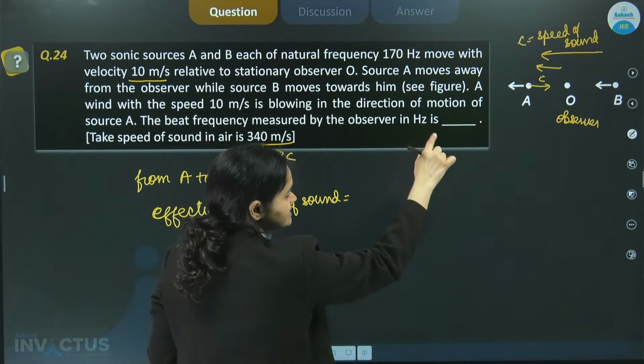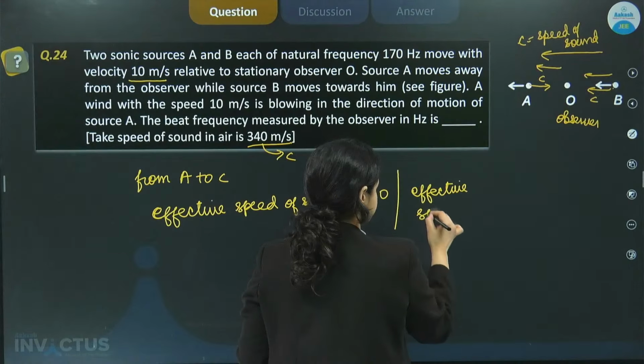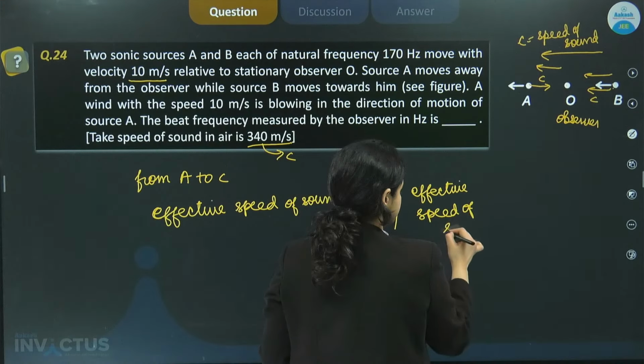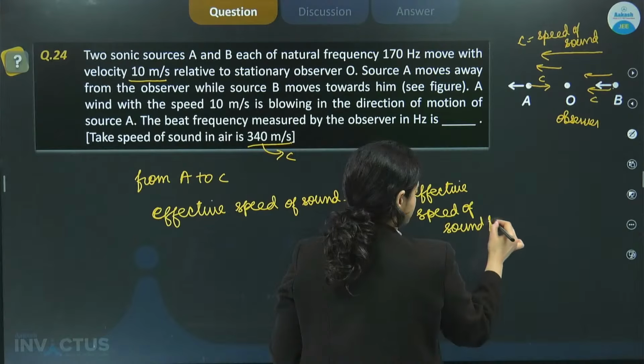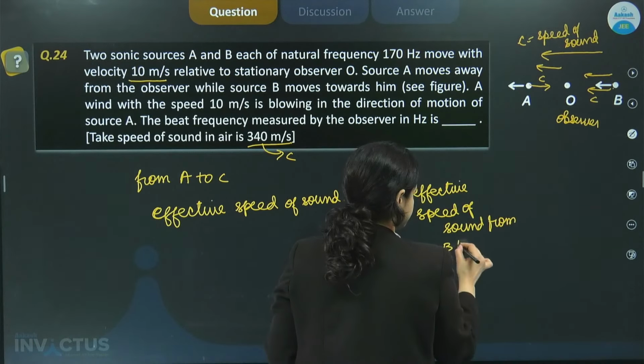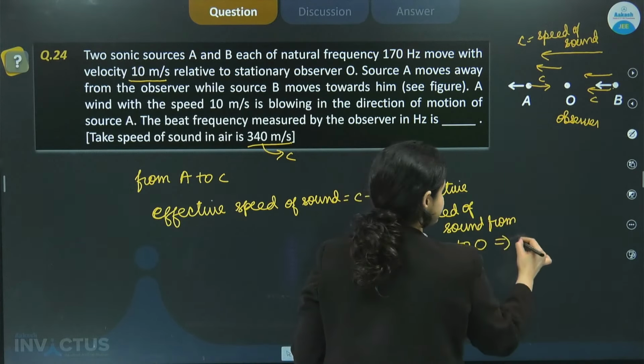Whereas when we talk about the sound which is coming from B and reaching the observer's ears, it is moving with the speed C, and the wind is also blowing in the same direction. All right. So that means effective speed of sound from B to O is turning out to be C plus 10. So this is the only difference that it creates. Rest everything else can be followed using the Doppler's effect that we know of.